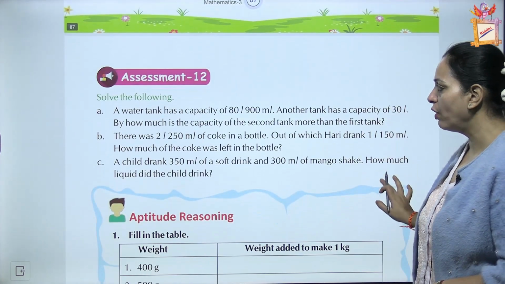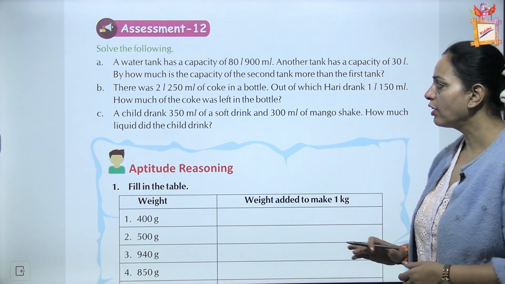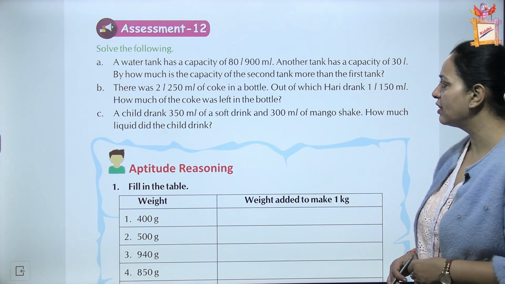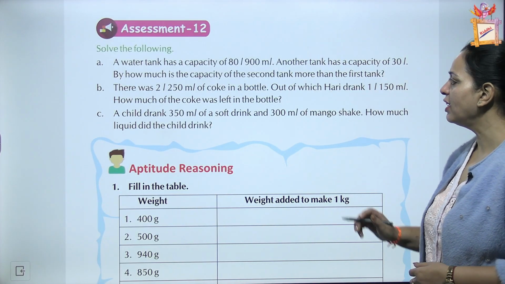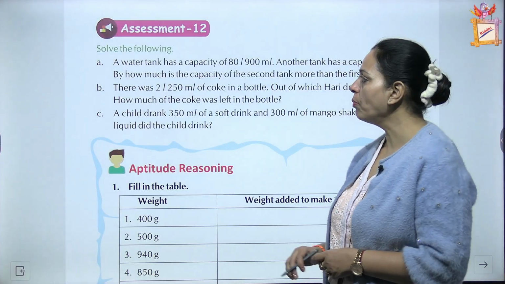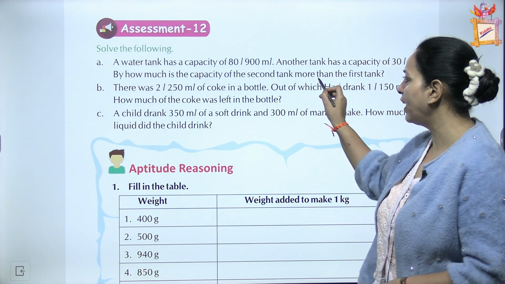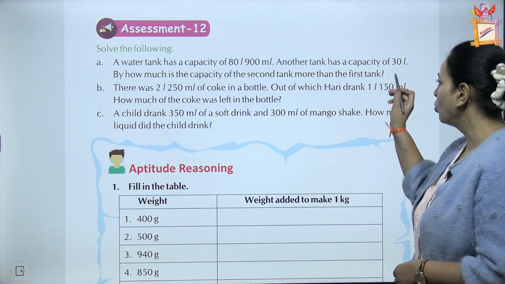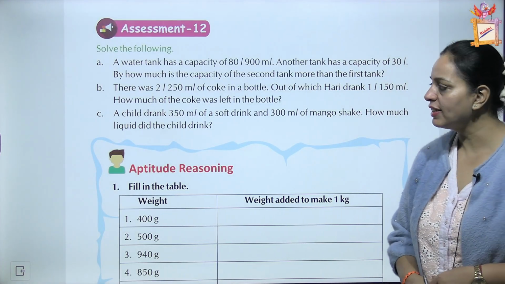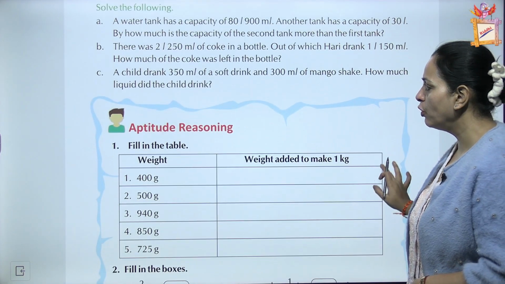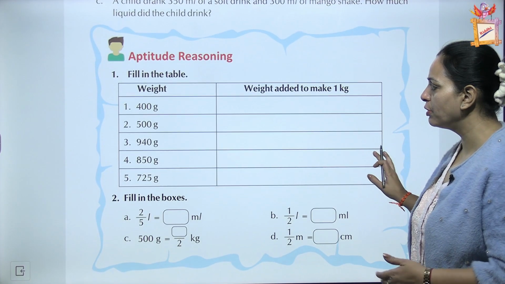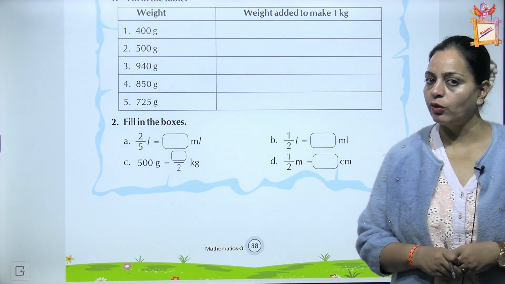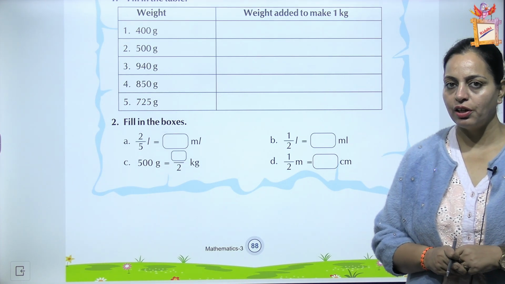Now assessment 12. Solve these. A part, a water tank has a capacity of 80 liter 900 milliliter and the second tank has a capacity of 30 liter. By how much is the capacity of that second tank more than the first one? तो दोनों को हम कर देंगे minus. Okay. So similarly you can try remaining parts. Now aptitude reasoning, you can try these one. Second one, filling the boxes.